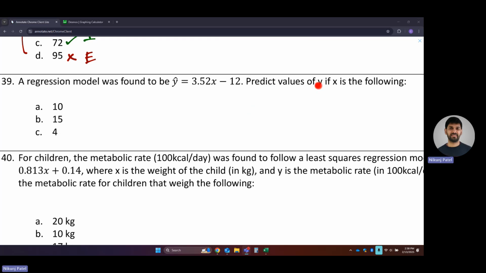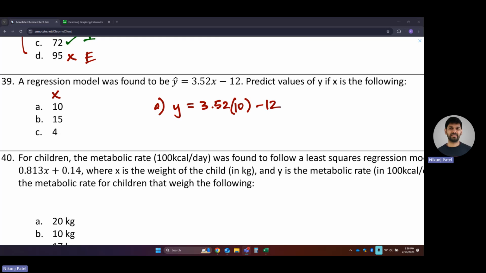It says predict values of y if x are each of the following. So if we have our model or our equation, we're going to plug in these x values into x and figure out what y is. So all we're doing is saying for part A, for example, y equals 3.52. Instead of x, we're going to put times 10. Take part A and then subtract 12.